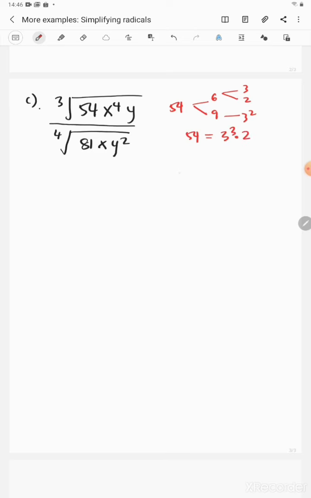Okay, so now we do the same method for 81. So 81 ni darab 9 dengan 9. So 9 there will be 3 power of 2 multiply and then 3 power of 2. And then when we compile these two, we get 81. Okay, 81 is equal to 3 power of 4. Okay, now we put into the question.